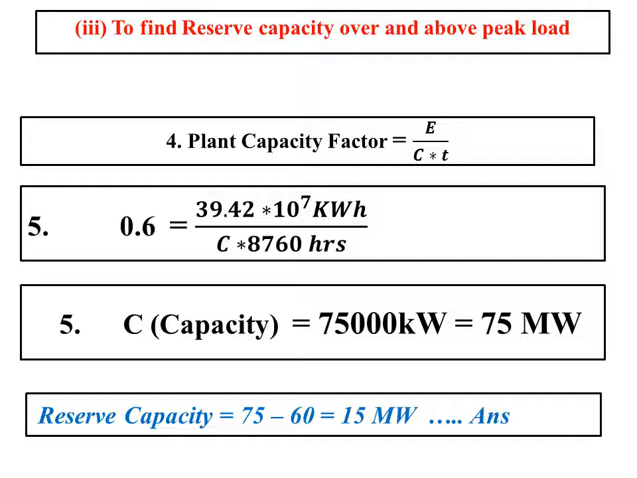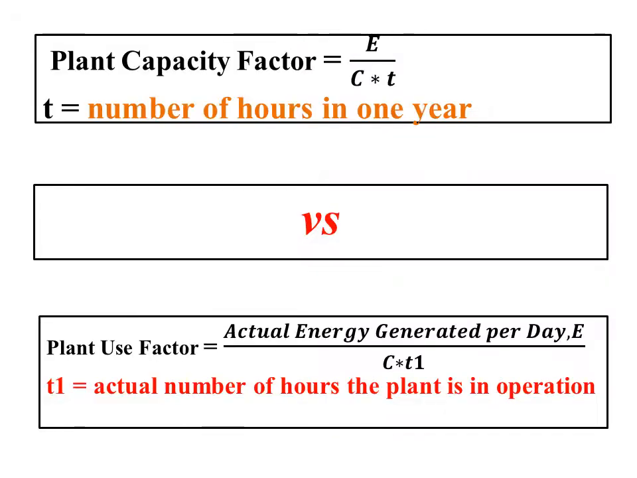But the question was to calculate reserve capacity. So that's why reserve capacity is equal to rated capacity minus maximum demand. Therefore 75 minus 16, 15 megawatt is the reserve capacity of the plant. Next.